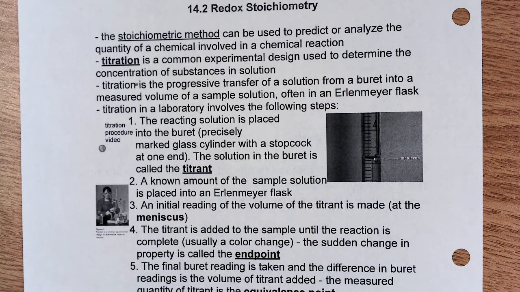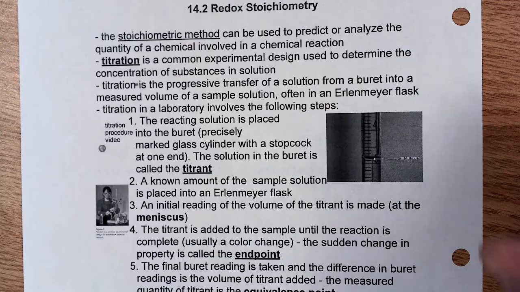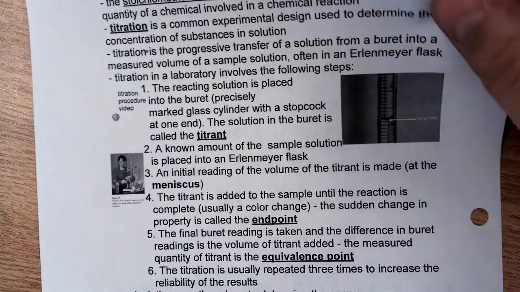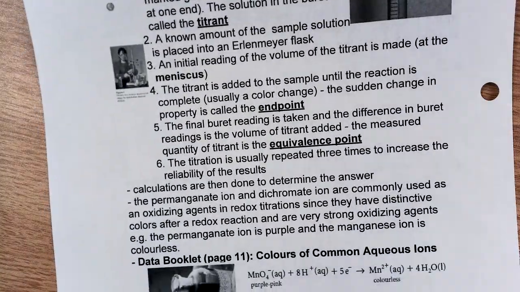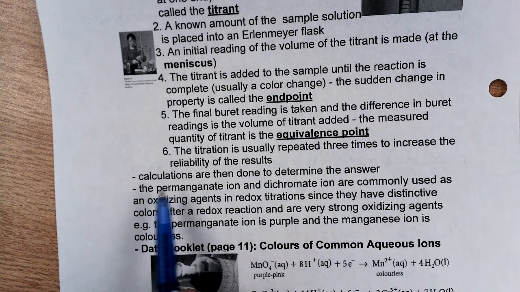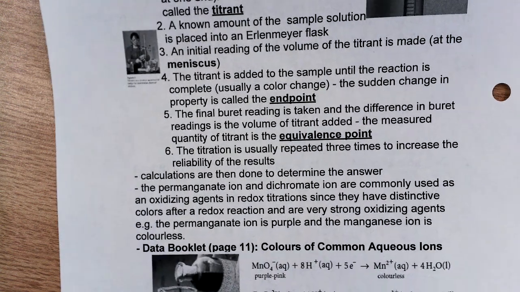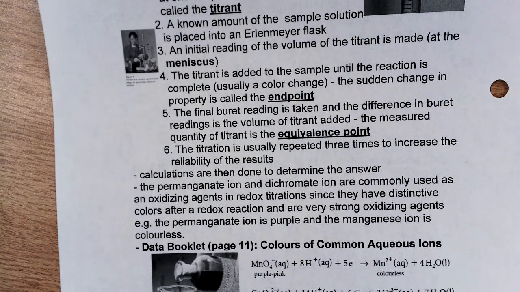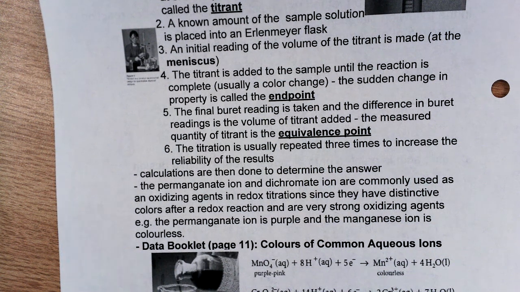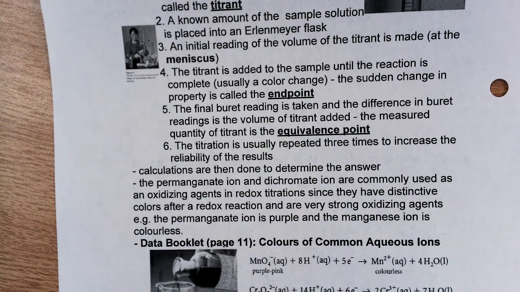Okay, the titration is often repeated 3 times to increase the reliability of the results. So that's what we did last year, is we repeated at least 3 times to make sure we got it done right. Okay, and then we do our calculations. Those are the things we're going to mostly focus on now, especially because we can't do a lot of it because you're at home.